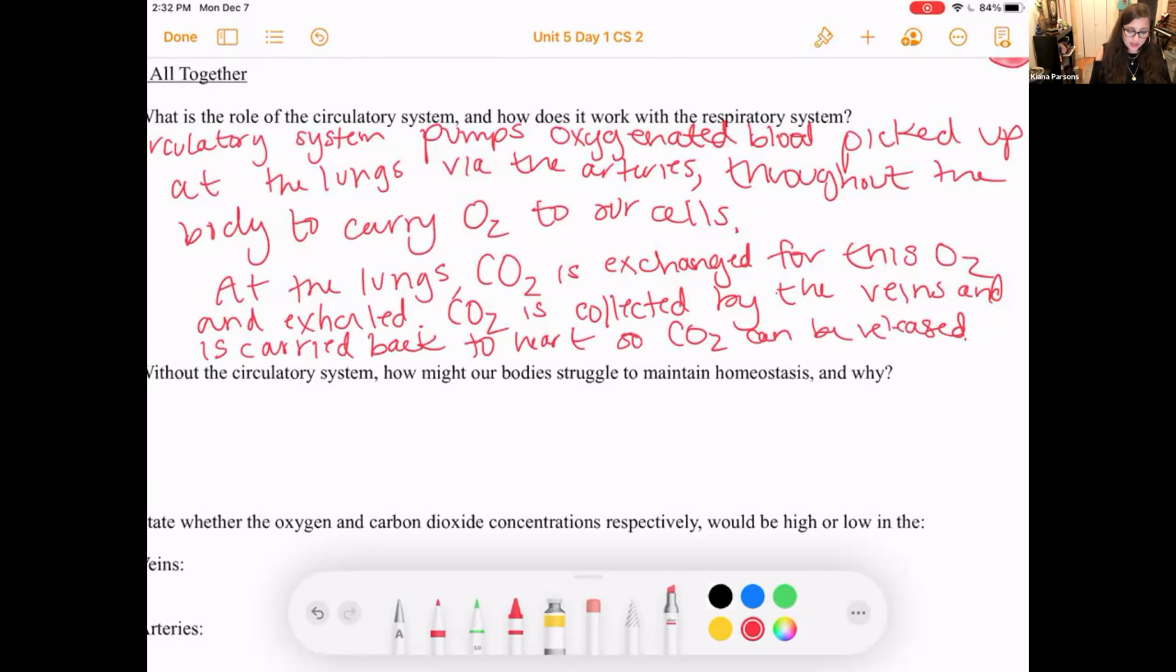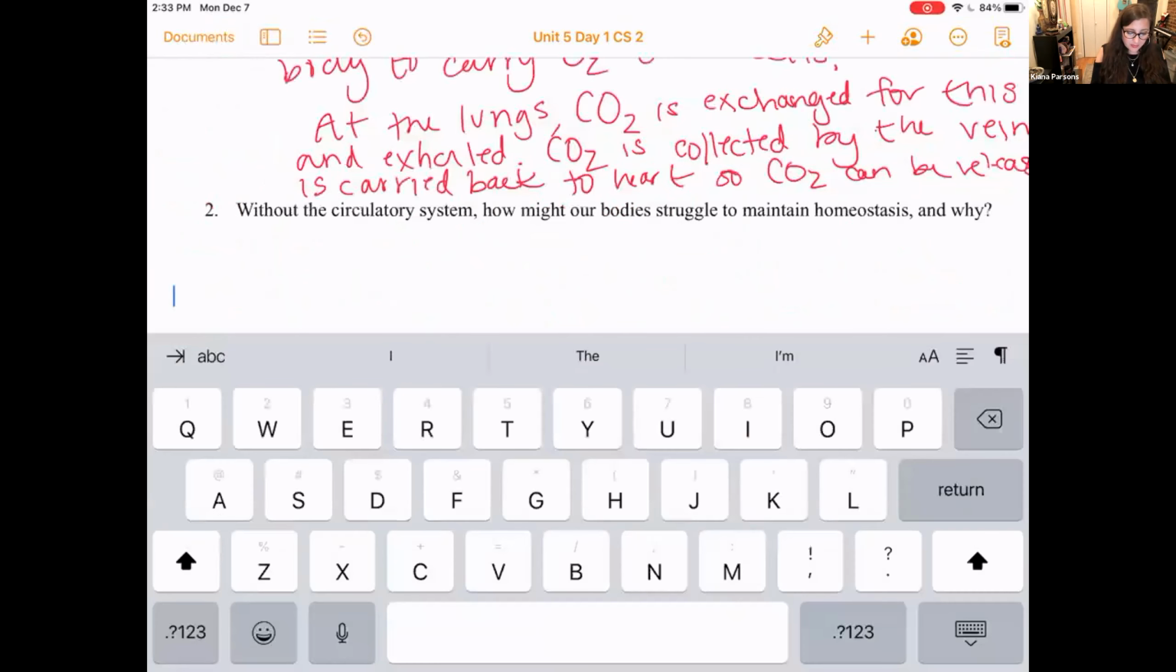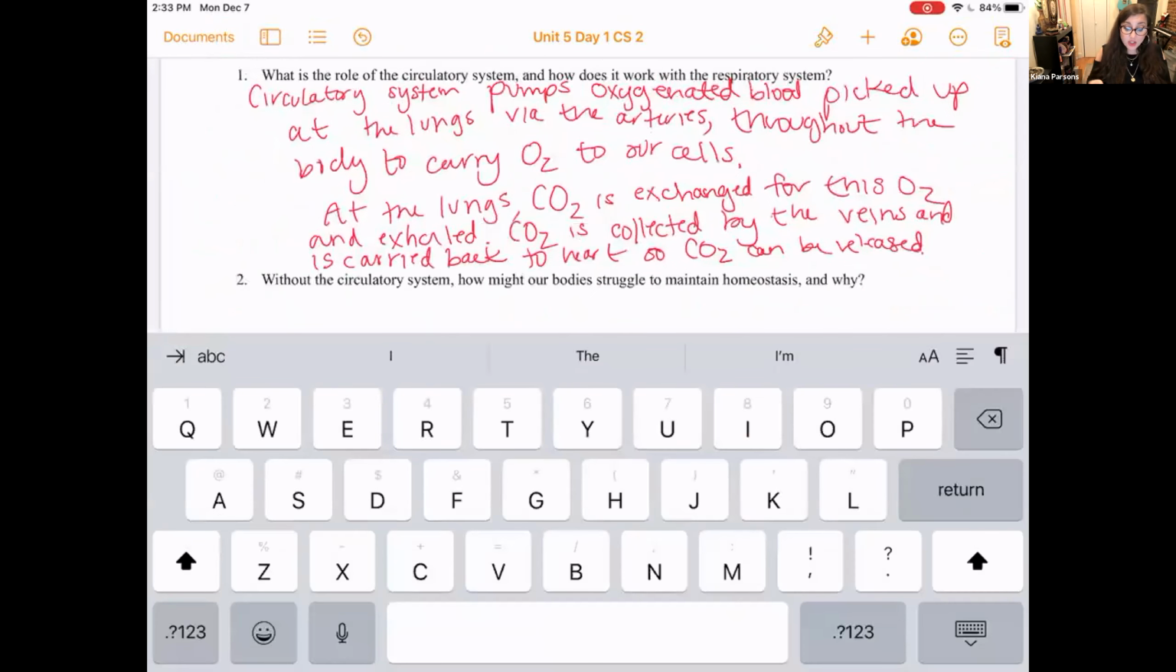So what is the role of the circulatory system and how does it work with the respiratory system? The circulatory system pumps oxygenated blood picked up at the lungs via the arteries throughout the body to carry O2 to our cells. Then after that, but also literally at the exact same time, at the lungs, this carbon dioxide is exchanged, this process called gas exchange, for O2 and exhaled. The carbon dioxide that we're exhaling was collected by the capillaries, actually, but then transported throughout the veins, carried back to the heart, where the CO2 can be released into our external environment.